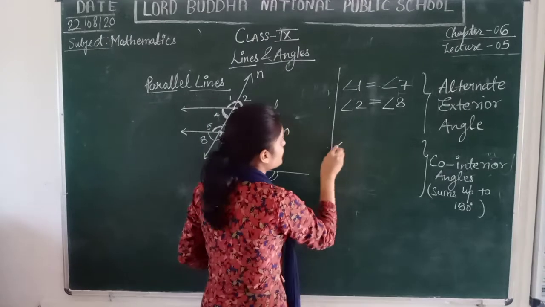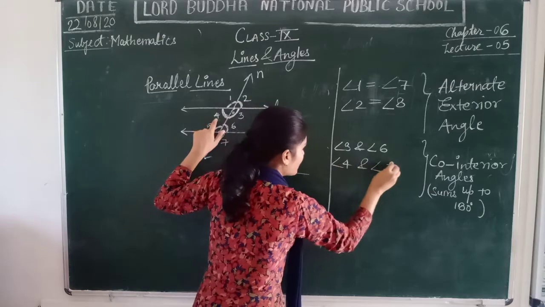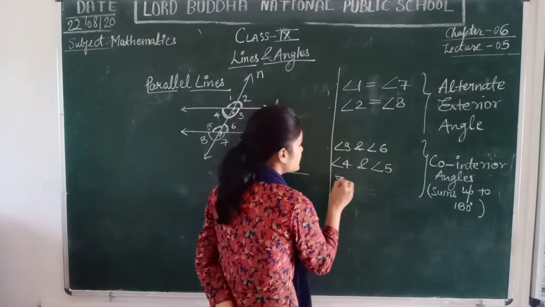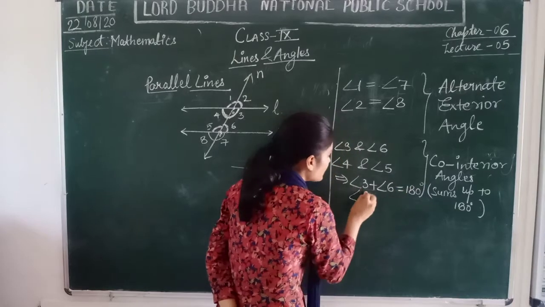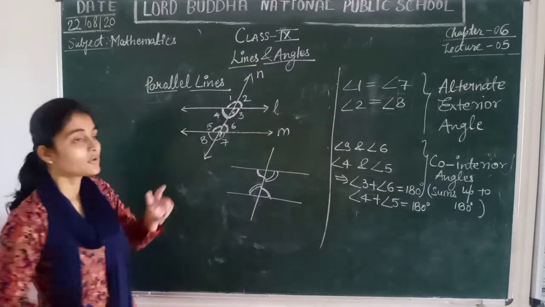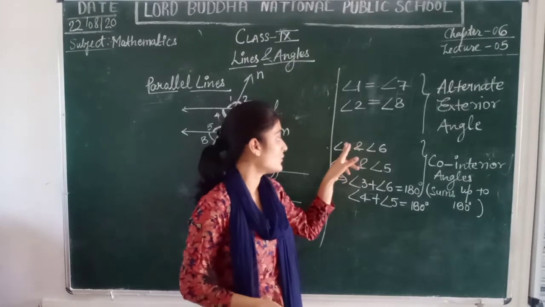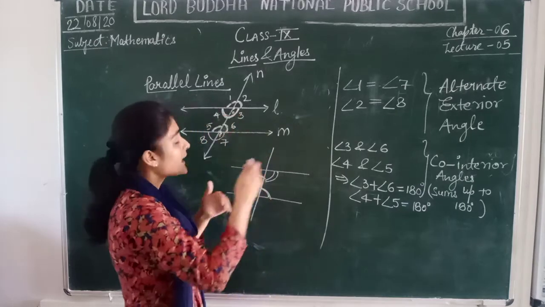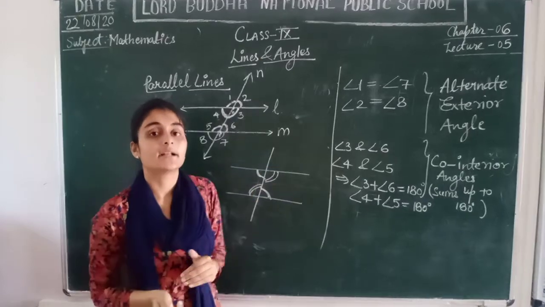So you write angle 3 and angle 6, angle 4 and angle 5. And I have written a property over here that this sums up to 180 degrees. That means angle 3 plus angle 6 equals 180 degrees. Angle 4 plus angle 5 equals 180 degrees. Okay. You got 2 more results. These pairs of angles are called co-interior angles because they are lying inside, that means in the interior, and they are lying side by side. So their sum is equal to 180 degrees.